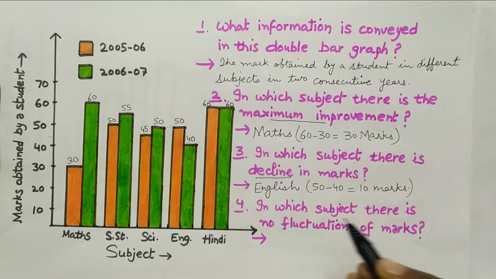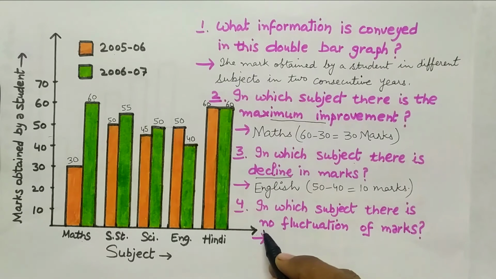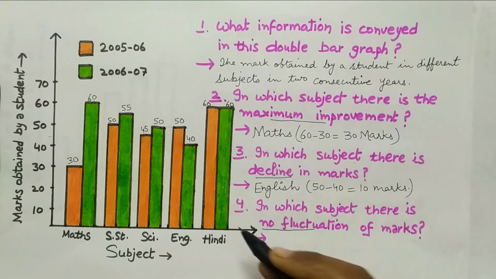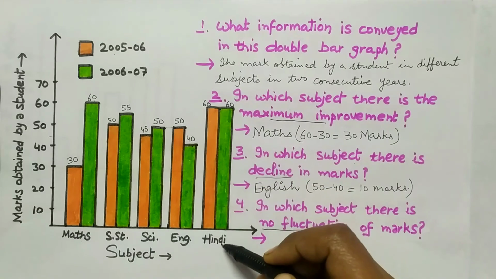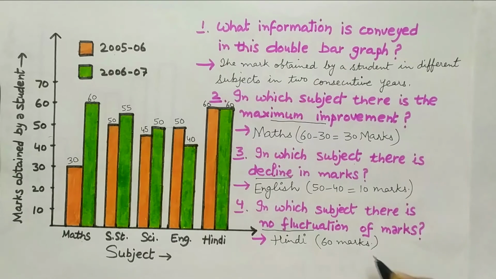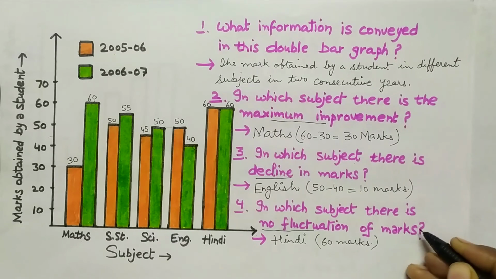Now the last question. In which subject there is no fluctuation of marks? The marks are neither increasing nor decreasing, and it is here. It is Hindi. The answer is in Hindi the marks are not fluctuating. They are remaining on 60. 60 marks are not increasing nor decreasing.